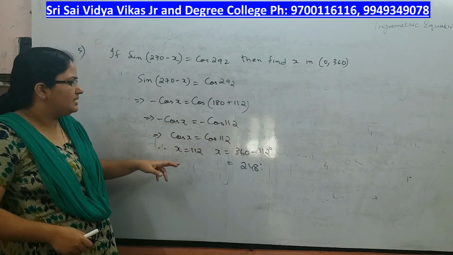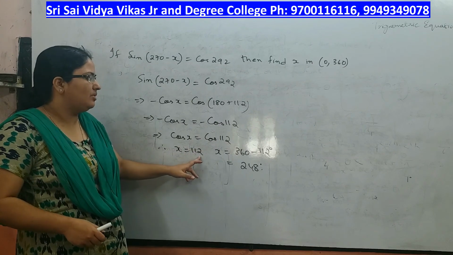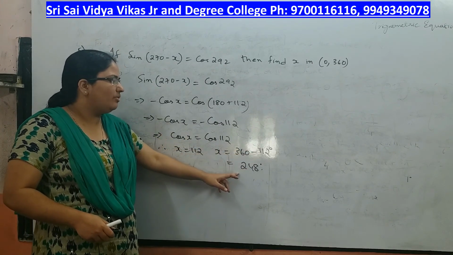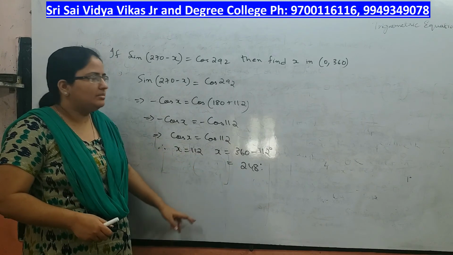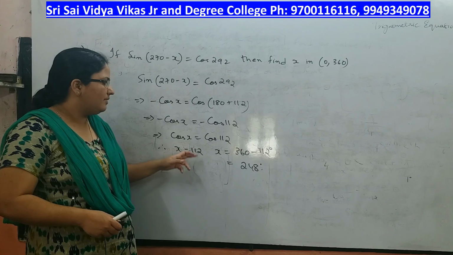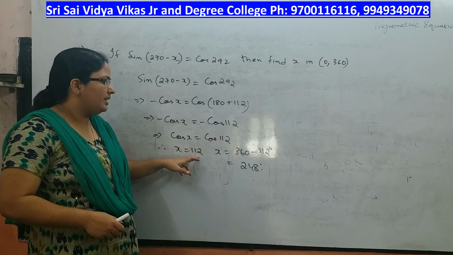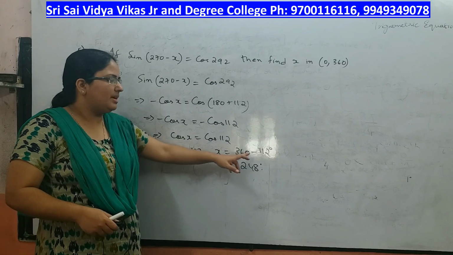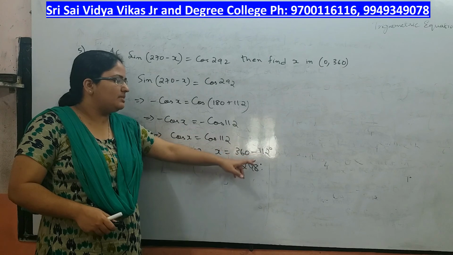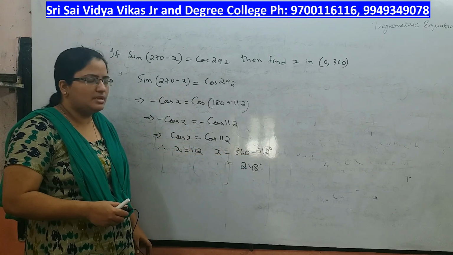Minus minus cancel, cos x is equal to cos 112, so x is equal to 112 or x is equal to 360 minus 112, which is 248. You have two values always. One is the original value, that is 112. In the interval, 360 minus theta also holds good. So x is equal to 360 minus 112, that is equal to 248. That's about this problem.